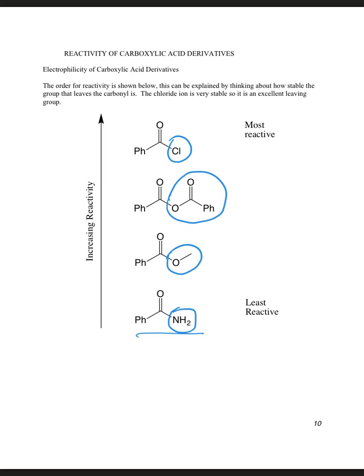So the better the leaving group, the easier it is for the thing to leave off of the carboxylic carbonyl. So in this, the acid chloride is going to be the most reactive. It's going to be the one that's easiest to react to form something else. The carboxylic acid isn't on here because it's only reactive in an acid solution, whereas these can react in base, at least the top three, easily.